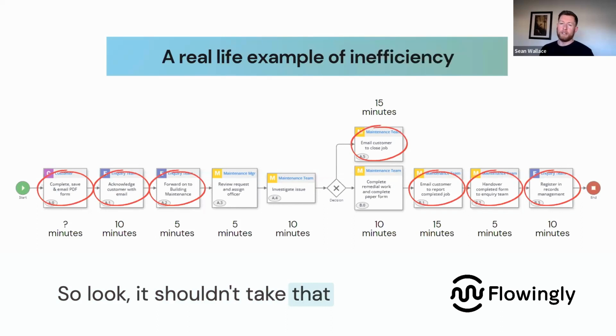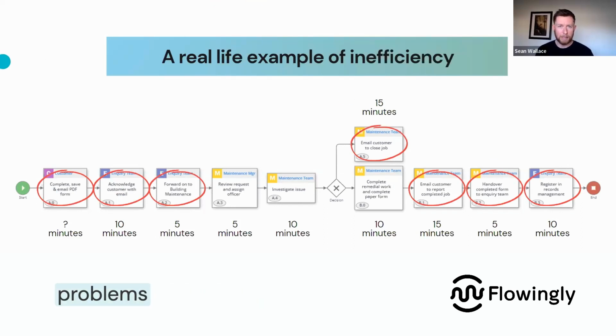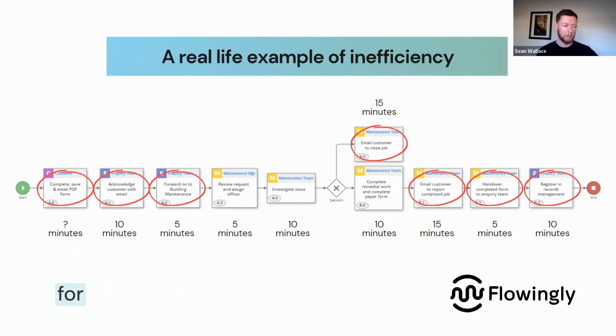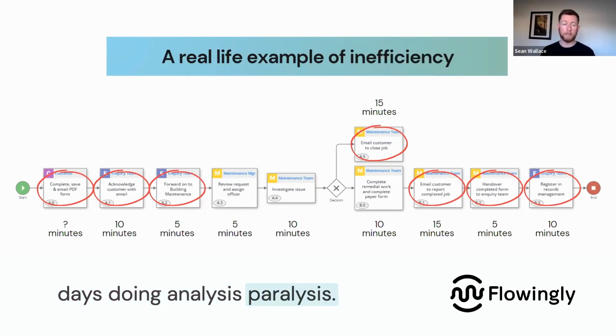So look, it shouldn't take that long to identify these kinds of problems in your processes and processes like this. Gus and I had a look at this for 2 minutes. We tallied up about 17 productivity issues. And that's the benefit of using this kind of method. We're not trying to do a big think tank, spending days doing analysis paralysis. We're just looking at this process and saying, wow, here's all the issues within it.